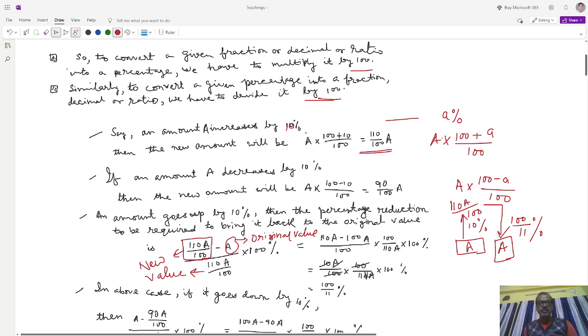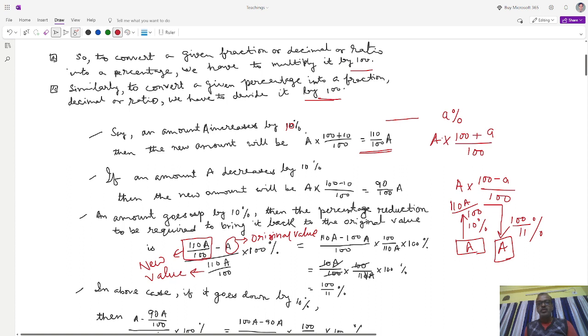110A minus 100A divided by 100 into 100 by 110A into 100%. Okay. Then this is equal to 10A divided by 100 into 100 by 110A into 100. And if we simplify this expression, then we will get 100 by 11%.